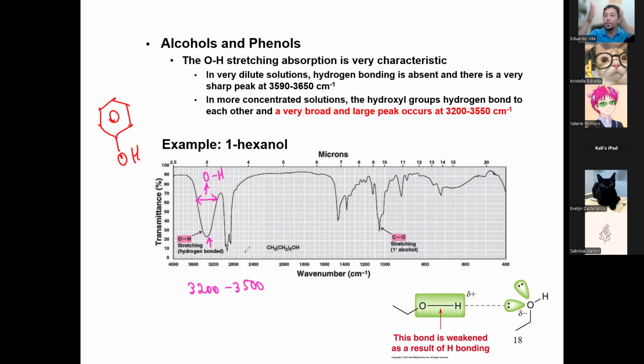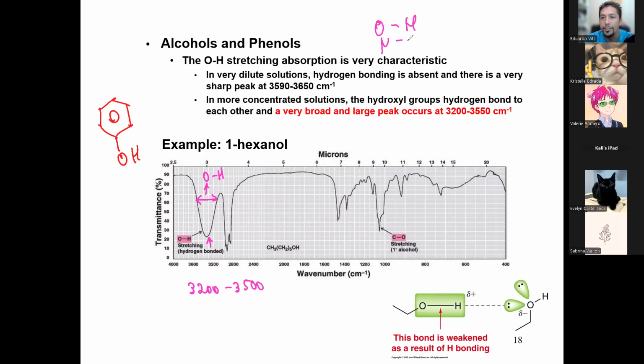And it's always very smooth. If you see a signal that looks like that, like a big smooth drop, then that is most likely an alcohol about 85 to 90% of the time. Very, very distinct. Now, why is it so broad? Why is the signal so broad? Remember that OH can hydrogen bond, right?